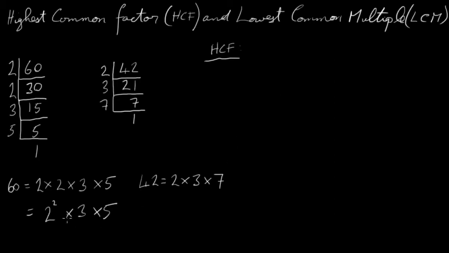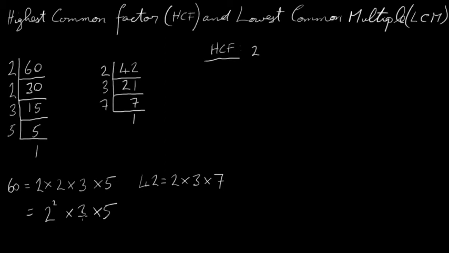What you do is you look at the two sets of numbers and you start with the first one. The first one here is 2. We have a 2 here and we have a 2 here, but we have a 2 squared here and we have a 2 to the power of 1 here. Which one do we pick? For highest common factors, you pick the smallest one, because 2 is a factor of 2 and 2 squared. So we're going to pick the smaller of the two. So we're going to pick 2 to the power of 1 rather than 2 to the power of 2.